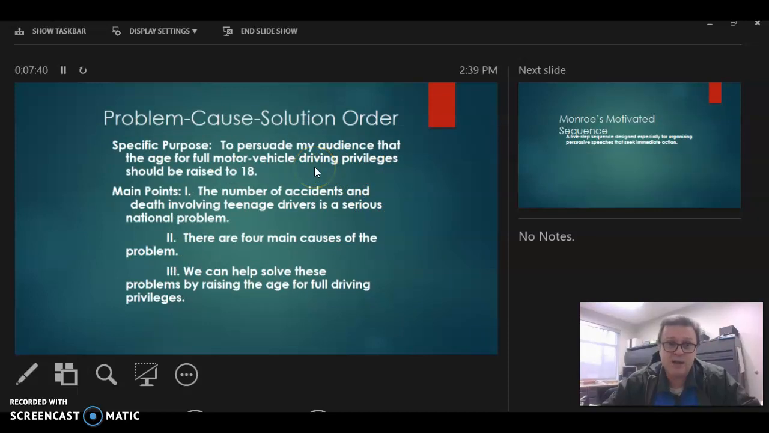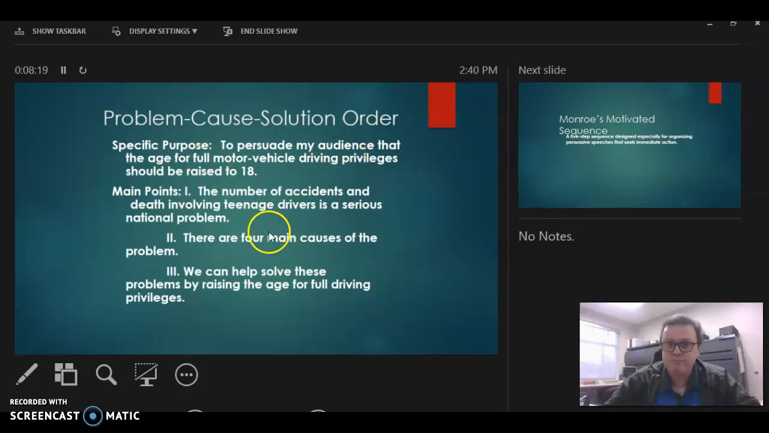If I'm trying to persuade my audience that the age for full motor vehicle driving privileges should be raised to 18. By the way, not a personal belief of mine, just trying to use examples, right? So what would be the problem, and why would someone give this speech? Well, main point one could focus on the number of accidents and deaths that involve teenage drivers, in particular that 16 and 17-year-old category. The numbers are higher in regards to deaths in particular than they are for any other age group. So why is that?